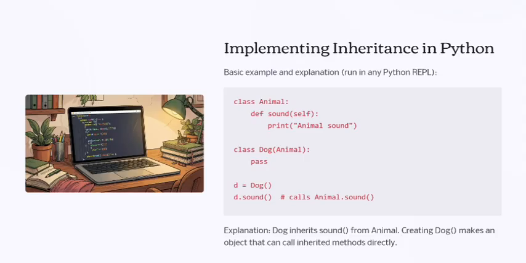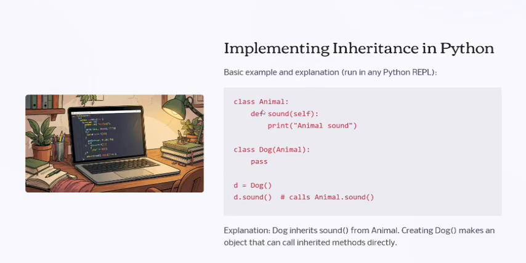Okay, so implementing inheritance in Python. Inheritance is created by placing the parent class name inside parentheses. Okay, so a simple inheritance example. Suppose we create class Animal. Define sound, print animal sound. Here you can see the example.